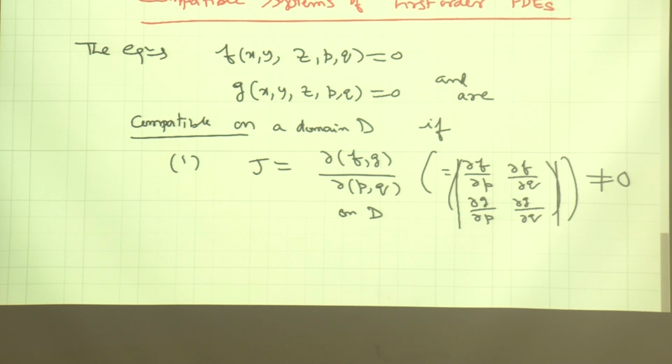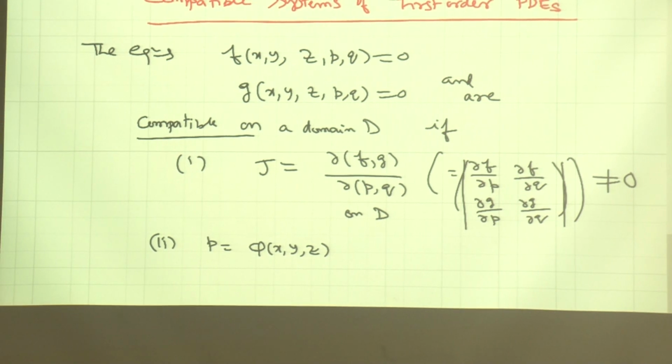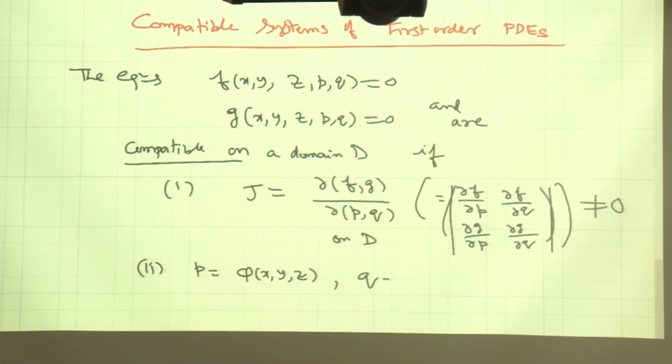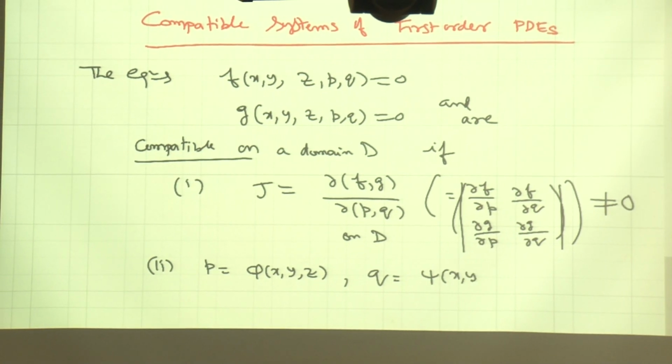With that in mind, I am going to assume that I am solving for P and Q from this relation throughout my domain D. So that's the second assumption. P is equal to some function phi of x, y, z. These are the other variables in the problem, right? x, y, z. P, Q I am solving in terms of x, y, z. That's how you should see implicit function theorem. And Q is equal to psi of x, y, z. I am able to solve this.